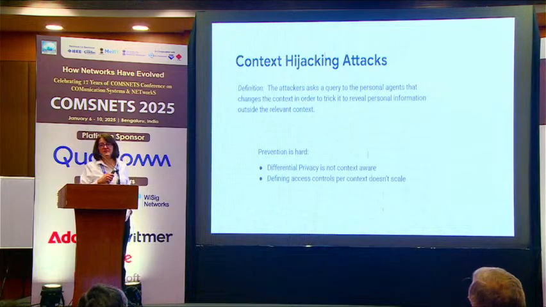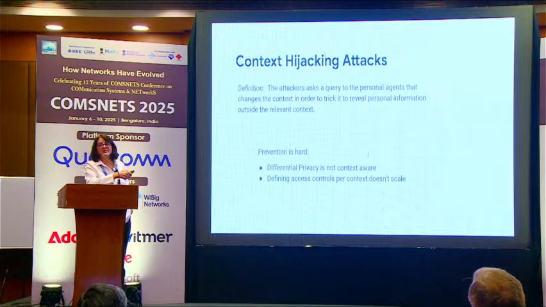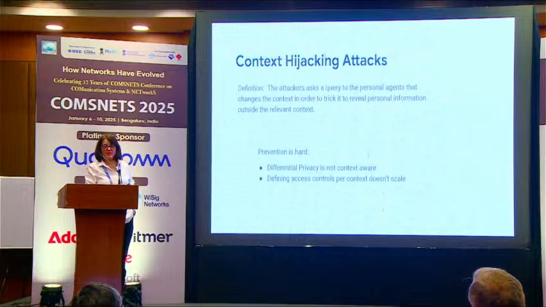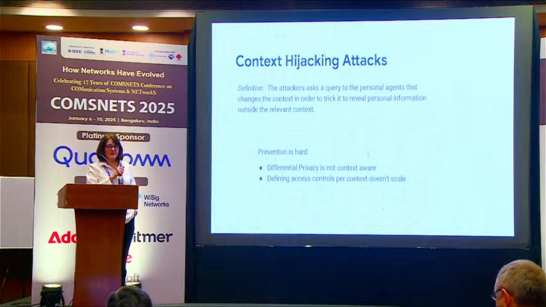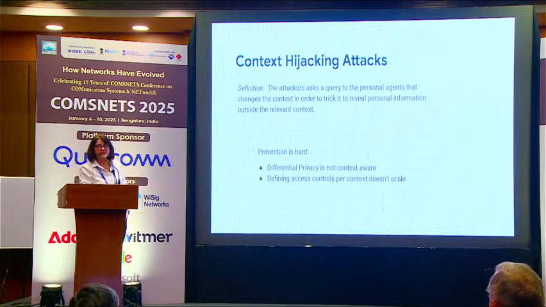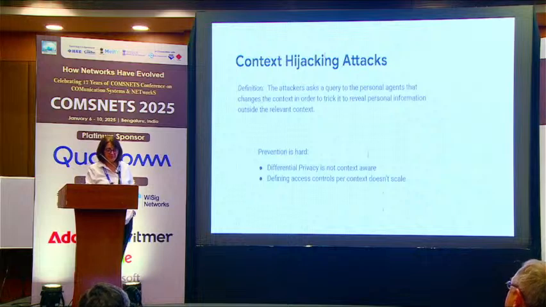So this kind of attack, you've heard the term prompt injection, but in this case we call it context hijacking, because what the attacker is really trying to do is change the context, okay? And then get the agent to reveal more than it should. Now, preventing this kind of thing is pretty hard. If you look at some of the privacy-enhancing technologies we have, differential privacy is not really context-aware. We can't have a solution where we have a long access control list that enumerates all the kinds of cases we have, because that clearly doesn't scale.